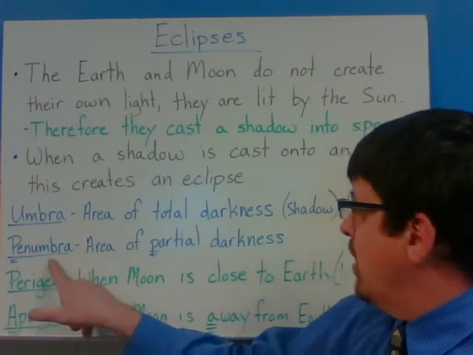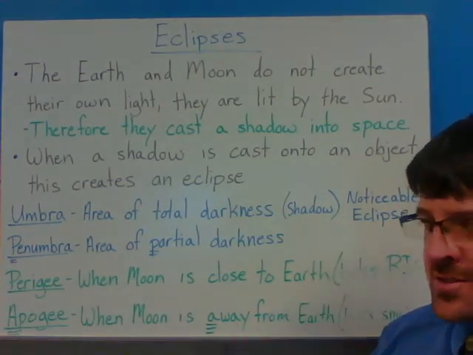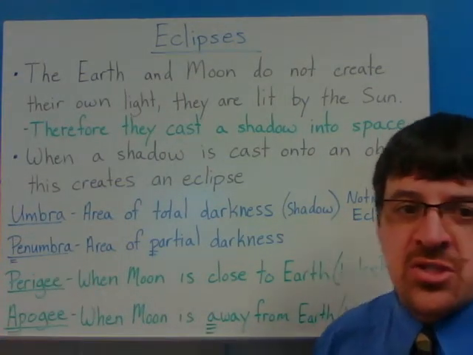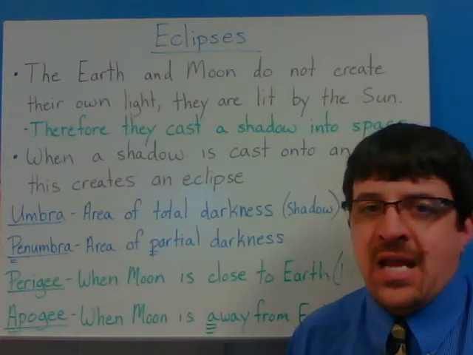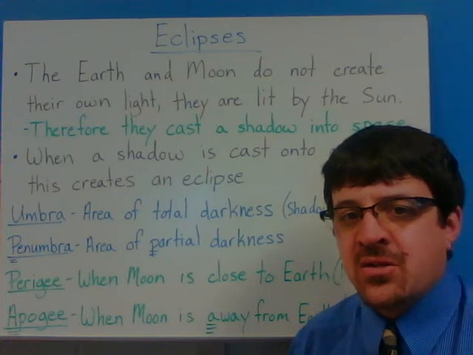Now, there's another one I wrote on here. It's a noticeable eclipse because there is a penumbral eclipse, which people don't really understand that well because it really doesn't look like an eclipse at all because it's just kind of slightly shaded.